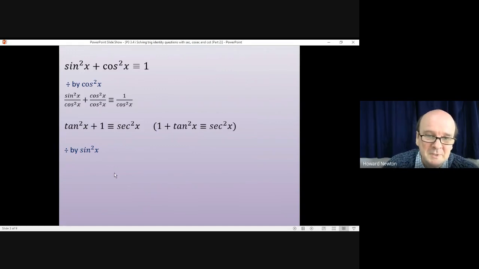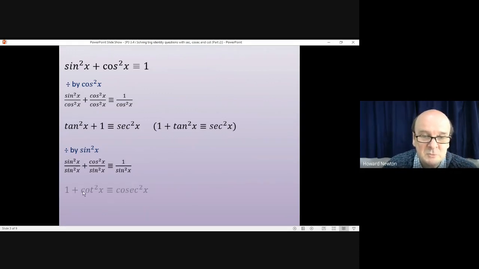We'll then do the same thing again, this time by dividing through by sine squared x. That'll give us sine squared over sine squared plus cos squared divided by sine squared is the same as 1 divided by sine squared. The sine squareds cancel to give us 1. Cos squared over sine squared is the same as cot squared, and 1 divided by sine squared is the same as cosec squared. So that gives us two new identities. 1 plus tan squared is sec squared, 1 plus cot squared equals cosec squared, and we'll add those to the ones we already knew.